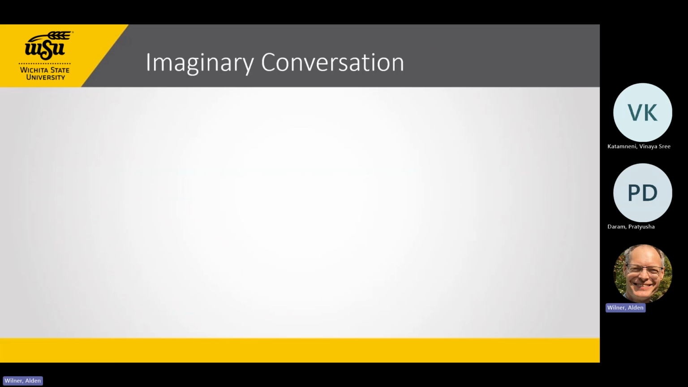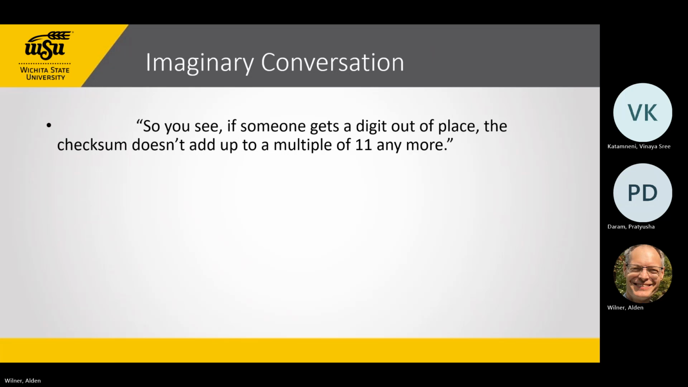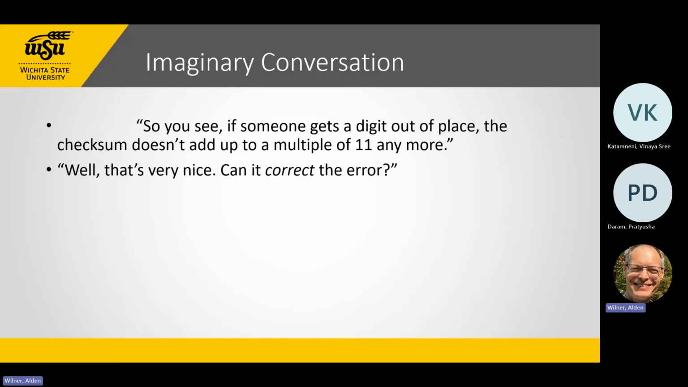Again, this is 1966. They're typing these in on cash registers or writing them down or whatever, right? They're not using scanning. They didn't have barcodes yet in 1966. Can you imagine living life without barcodes? Yeah, sure, why not? Not a problem. So you see, if someone gets a digit out of place, the checksum doesn't add up to a multiple of 11 anymore.